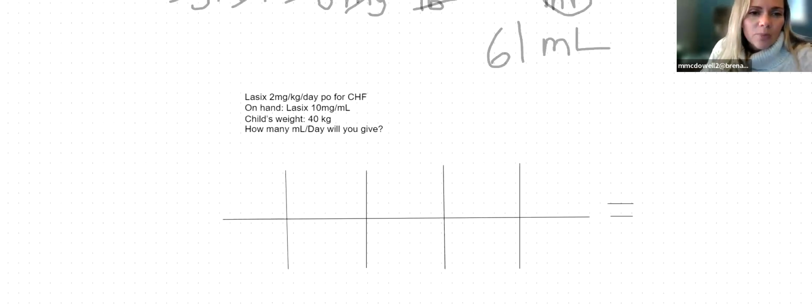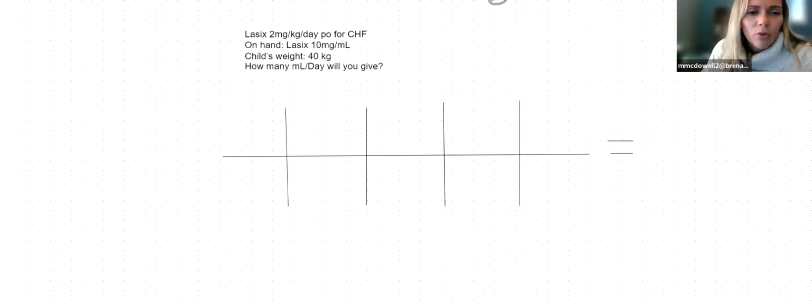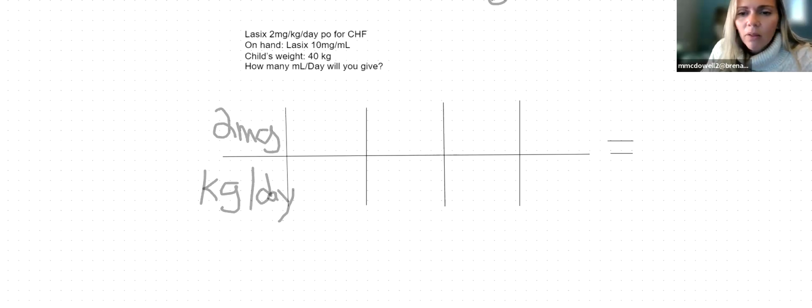All right, so this problem, we've got Lasix or furosemide for heart failure. Okay, so that problem, the given quantity is 2 milligrams per kilogram per day. And remember, we're putting kilogram per day below. It weighs more, it's heavier, it falls down. And then we're asking how many milliliters per day are we going to give that patient? Okay, what do you notice already? You already have day. Awesome. So we can circle that.